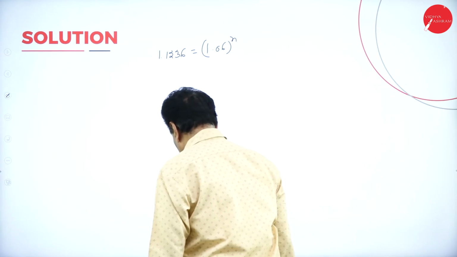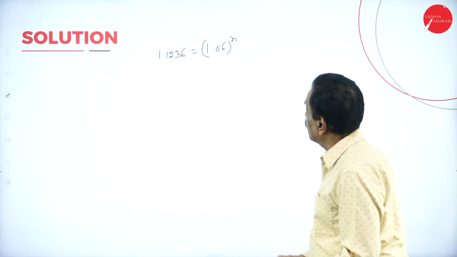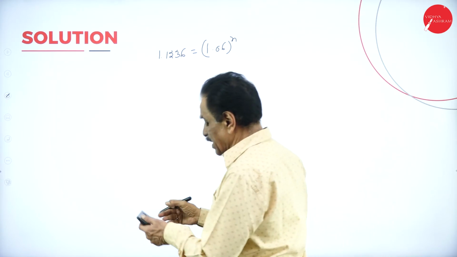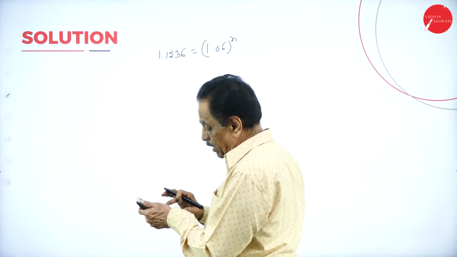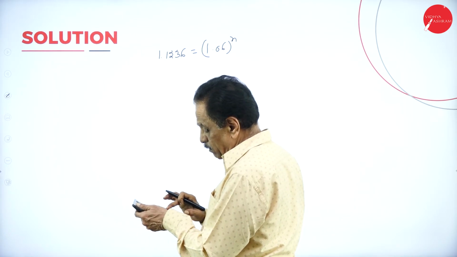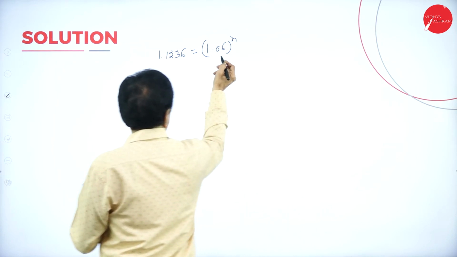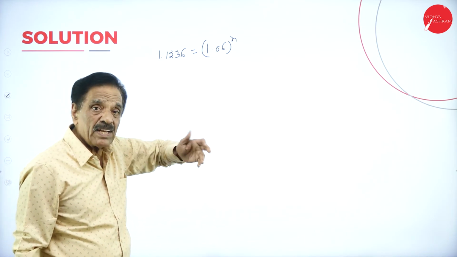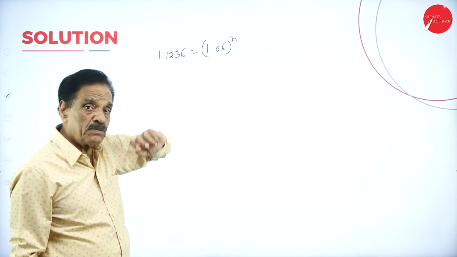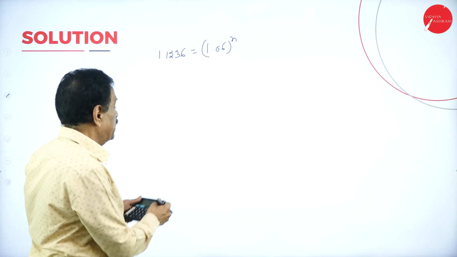So 1.1236, trial and error. What's this number? 6 is there, just check here. It will come here. 1.06 into 1.06, so the square of this. You have to take the base and by trial and error make square, cube like this, 2 times, 3 times. If you multiply by 2 times, it will come here. See that?